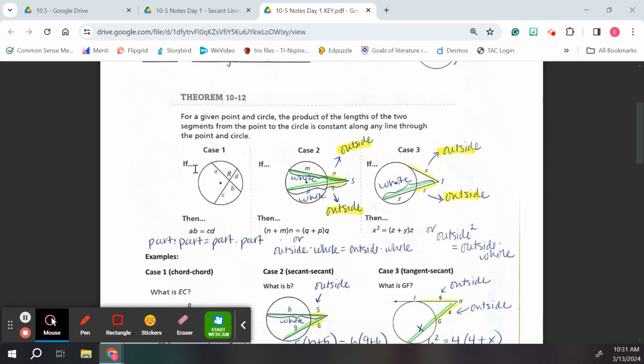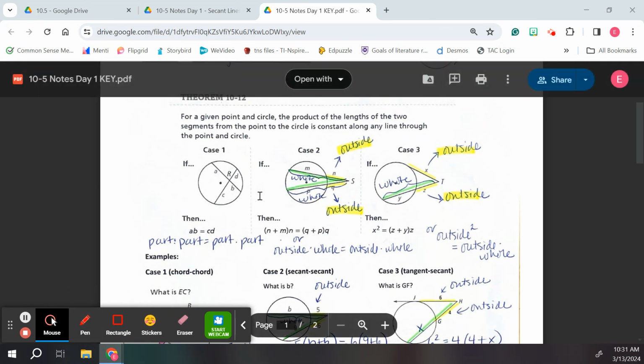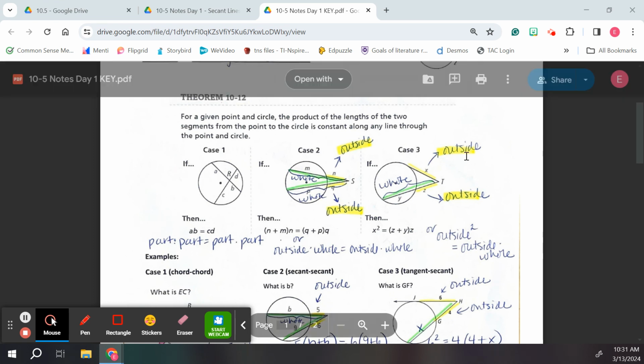Case one: if you have two chords that intersect each other, not necessarily through the center, then you are going to have part A times part B equals part C times part D. Let me zoom in on this a little bit.